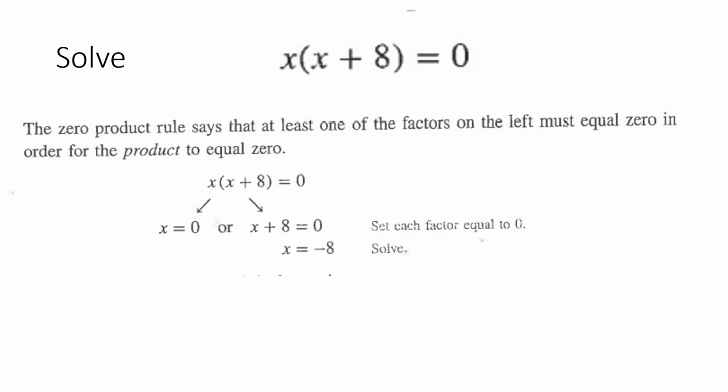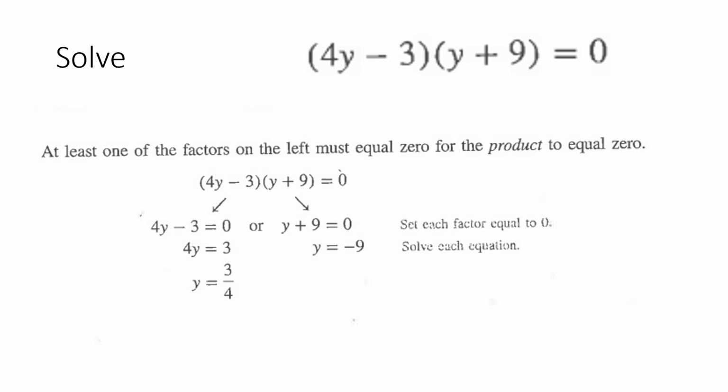The first one is clear: x is equal to 0. If we solve the second one, x plus 8 equal to 0, we get x is equal to minus 8. So there are two solutions, x equals 0 or x equals minus 8.